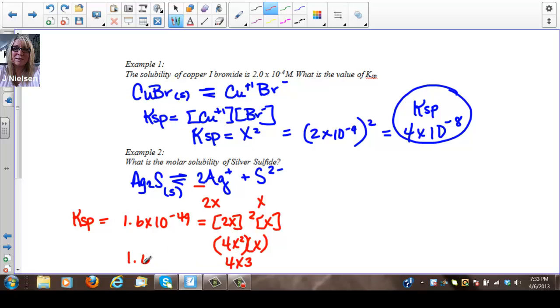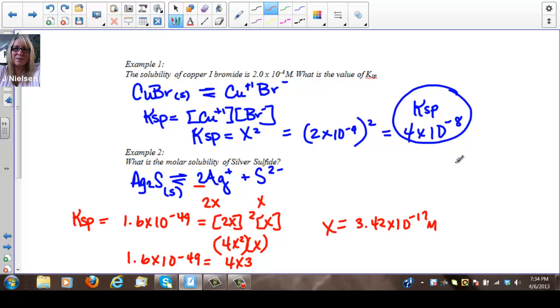So 1.6 times 10 to the negative 49. So I divide both sides by 4, take the cube root, and x equals 3.42 times 10 to the minus 17 molar.